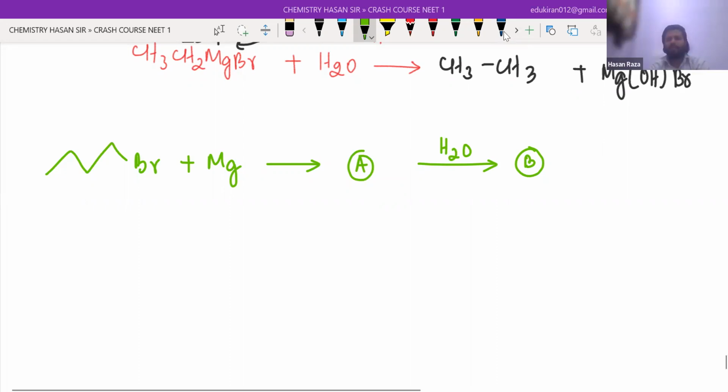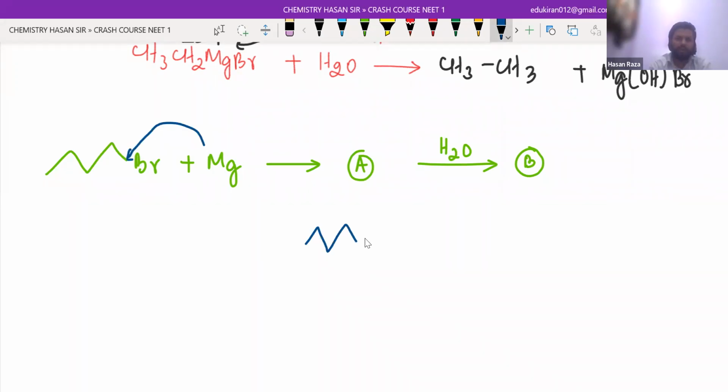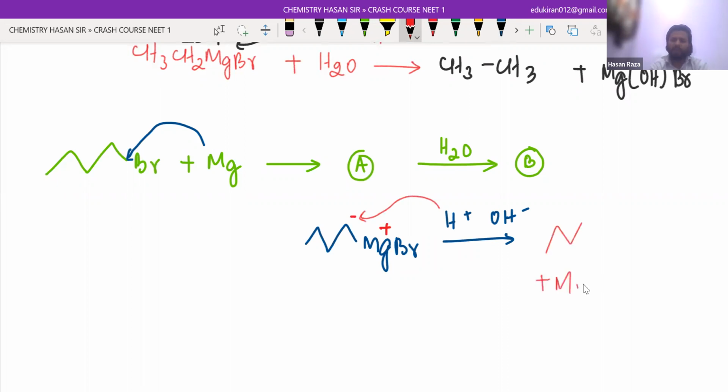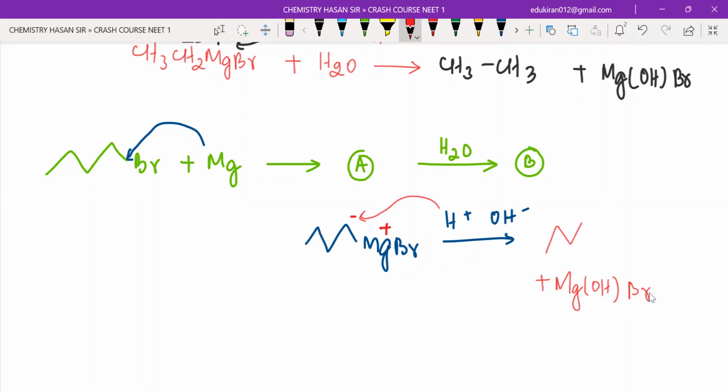So you can see what will be the product. This magnesium will come in between carbon and this. So you will be getting this MgBr. And after this, if you do the hydrolysis, that means H plus and OH minus, this will be positive and this will be negative because metal is electropositive. So this positive will go to this and you will get butane along with the byproduct, that is this. Is that clear, everyone? Yes, sir. So this is the first reaction of the metal.